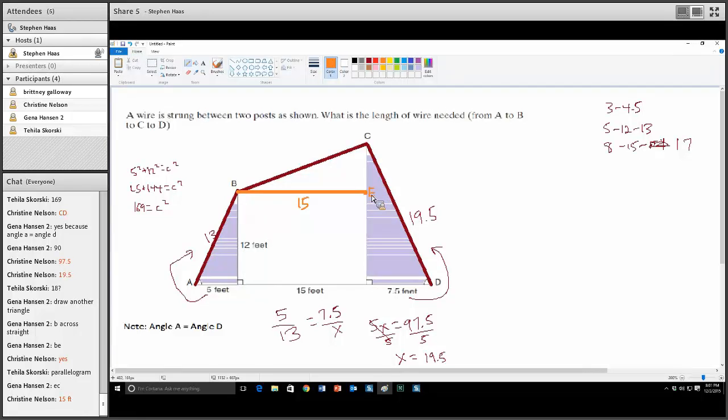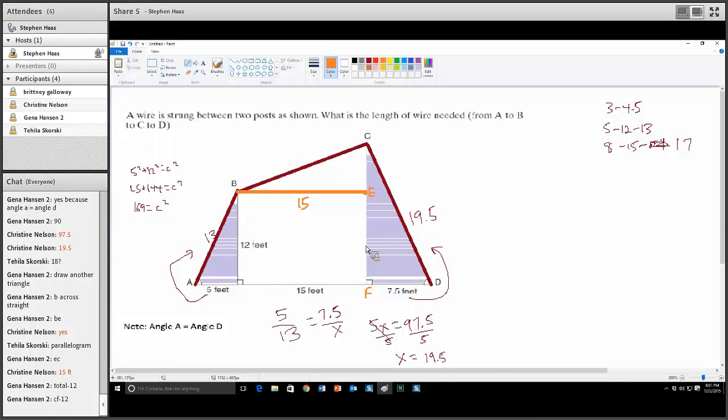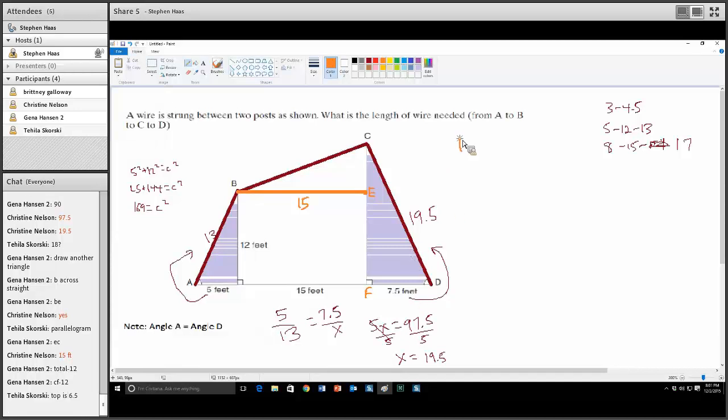How would we figure out what EC is? Not so simple. We have to know, let's put another point over here, FC in order to get EC. But can we get FC? Well, we can use the fact that the two outer triangles are similar as well. So if we're trying to get FC, let's try the ratio between FD is to FC. This is to this, as this is to this, as 5 is to 12.